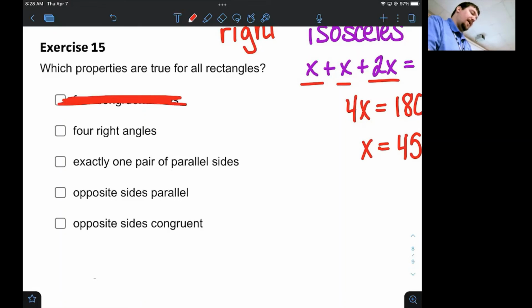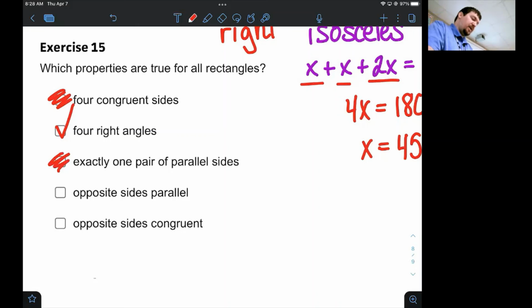Second one says 4 right angles. Do all rectangles have 4 right angles? They do. Yep, they do. Do all rectangles have exactly 1 pair of parallel sides? No, I mean 2. They have 2, don't they? Yeah, it says exactly 1. What do you call a quadrilateral that has exactly 1? Not a parallelogram. A trapezoid. Yeah, a trapezoid has exactly 1 pair. So that would be the definition of a trapezoid.